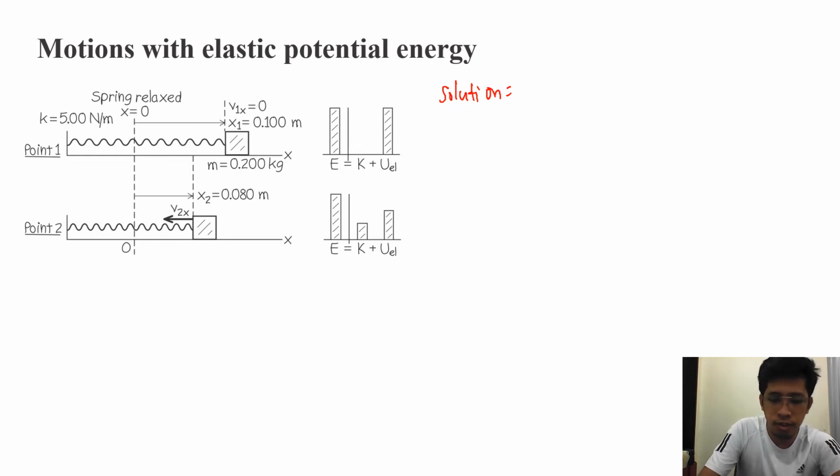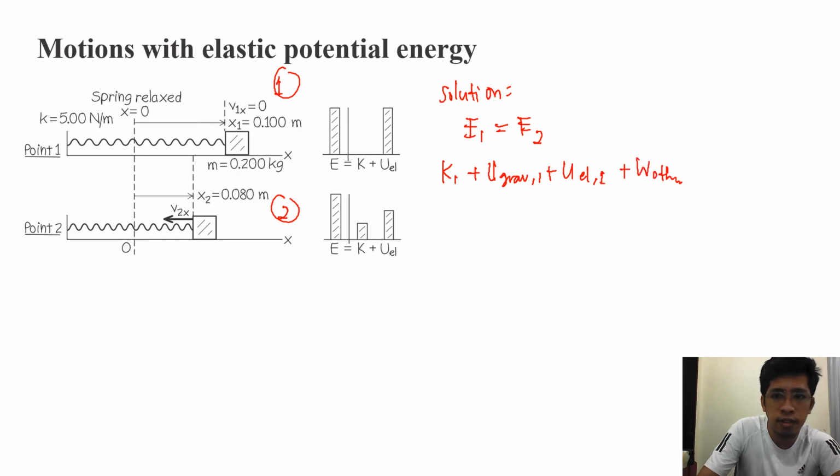energy conservation theorem. So here we have your energy conservation theorem. We just use the general form. You have your E1 is equal to your E2. Again, here this is your event 1, and then here this is your event 2. This is just equal to your K1 plus your U grav 1, let's write everything, plus U elastic 1 plus work other. This is equal to your K2 plus U grav 2 plus U elastic 2.